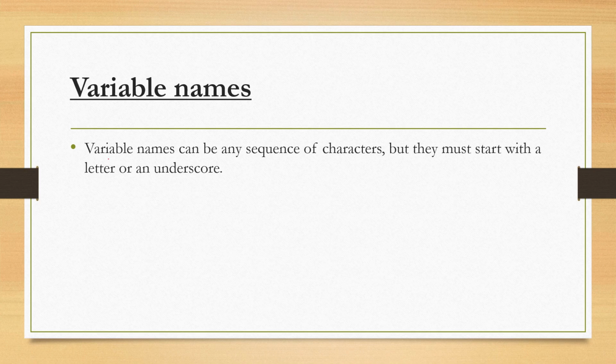Variable names can be any sequence of characters, but they must start with a letter or an underscore, and should not start with a number. This is a very important thing. You can start with a letter like A, B, C, D or any alphabet, or you can use an underscore, but you cannot use any other symbol like dollar or asterisk, or numbers here. Now, variable names cannot contain spaces. As I have already told you, spaces are not allowed in the variable name.